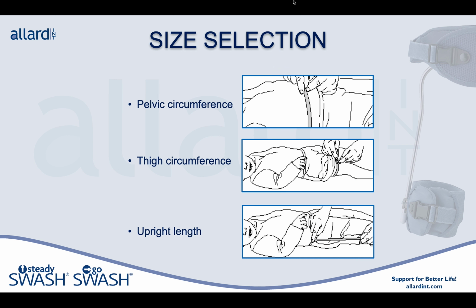There are three primary measurements we need to pick the right size orthosis. While supine, we get a pelvic circumference, a thigh circumference, and I like to choose distal thigh. You'll hear sometimes mid-thigh being talked about, but I like nice long lever arms, and I always go with a distal thigh measurement. We get an upright length from the natural waist to the mid-patella on the lateral aspect of the leg. And those, again, are your three primary measurements. What's nice about it, again, is all of the componentry of the SWASH Steady and Go are all interchangeable.